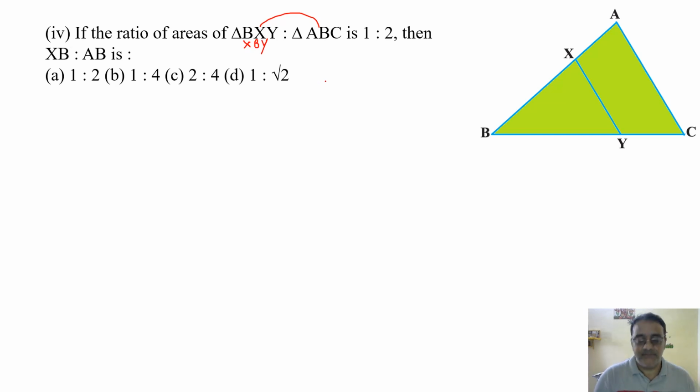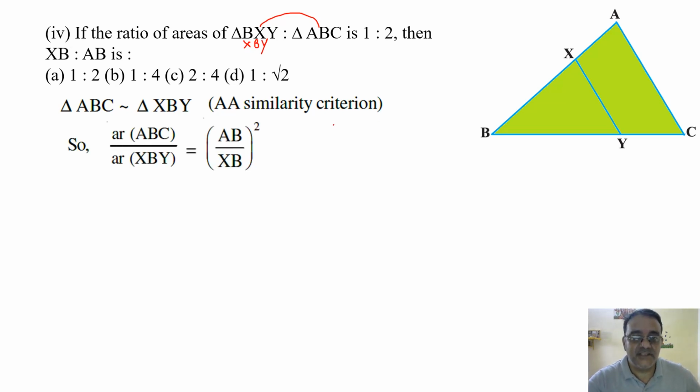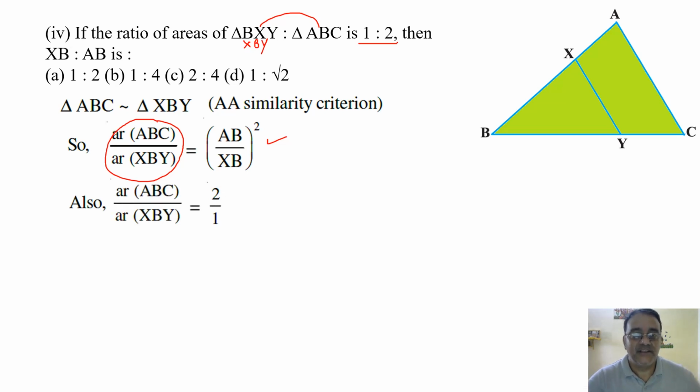If we write it in reverse, look, triangle ABC is similar to triangle XBY, already we proved by AA similarity criterion. It is triple A, but we can also write AA. So area of triangle ABC upon area of triangle XBY is equal to AB square upon XB square, or whole square. This step is clear? Yes, sir. And the ratio of this is given as 2 by 1. This 1 to 2 is given, we are taking its reverse. So it is equal to 2 by 1. That means this is equal to 2 by 1.